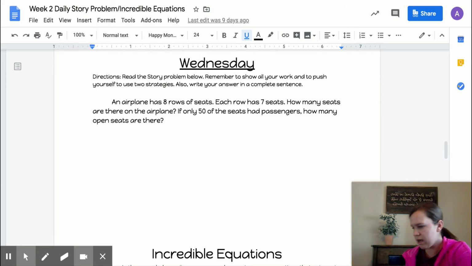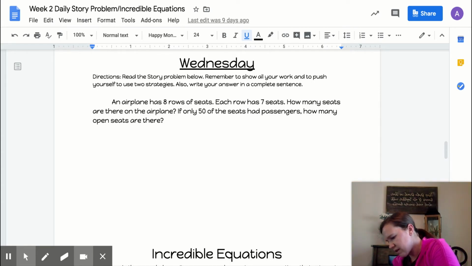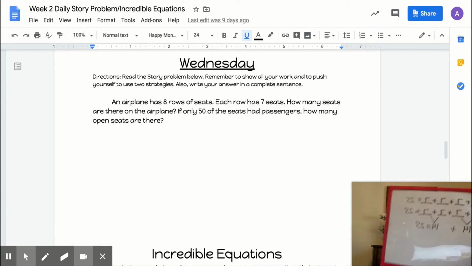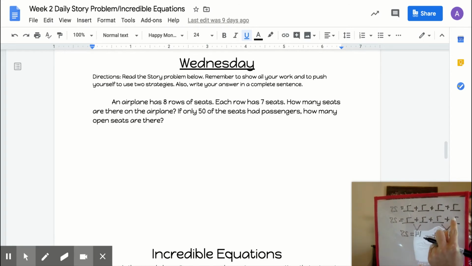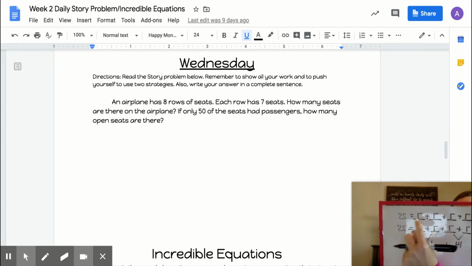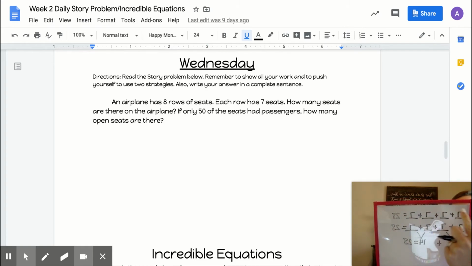So I know that 7 plus 7 is 14. I'm going to go through and do that on my equation, and I know that 14 plus 14 is 28. So because my 2 equations are exactly the same, I did the work down here. 14 plus 14 equals 28, and this equation up here is exactly the same. It's 4 of the rows with 7 in each row.